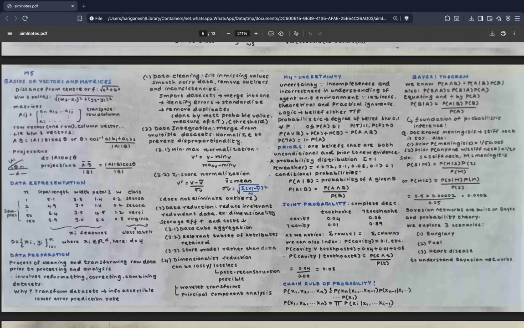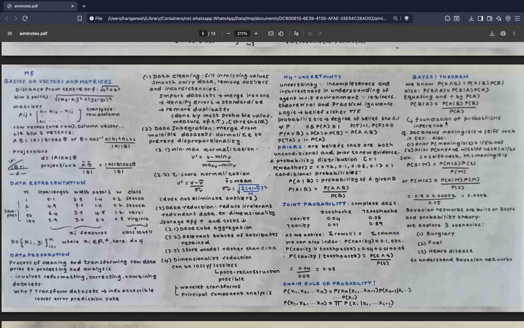Chain rule of probability. You don't really need this right now, but it's useful to keep in mind. P of x1, x2, dot, dot, dot, xn is equal to the product over every i of P of xi given x1 till xi minus 1.